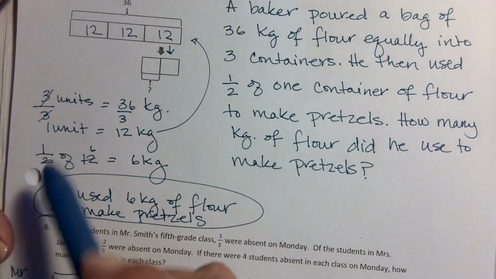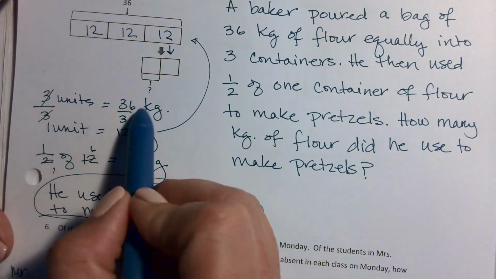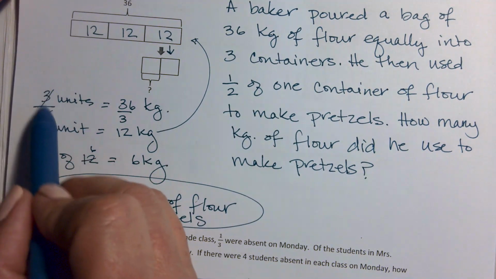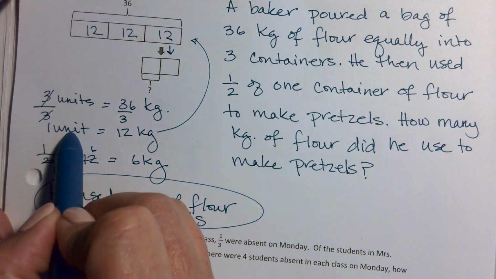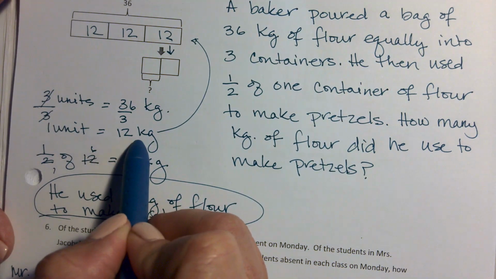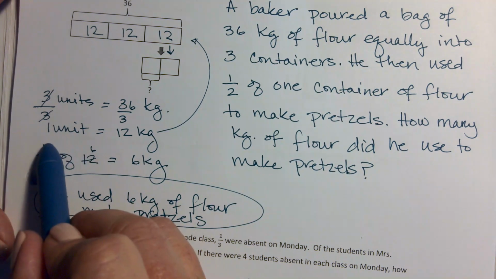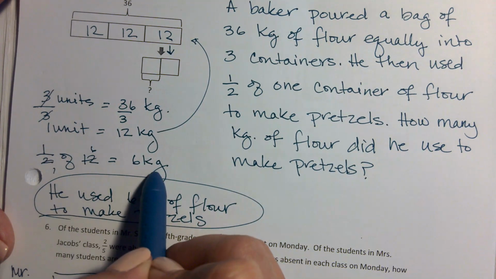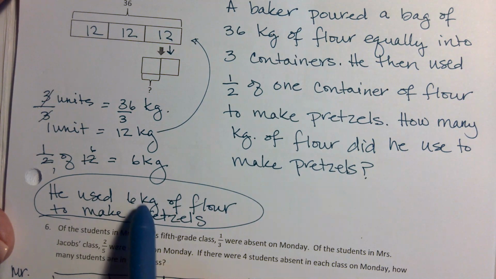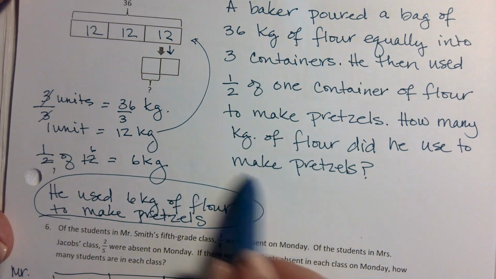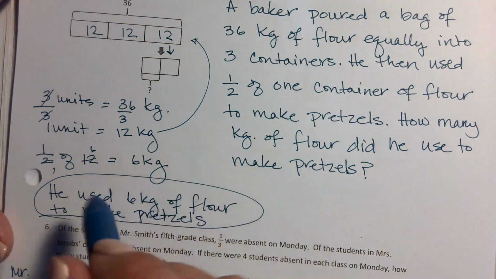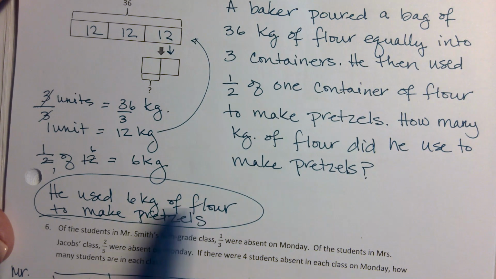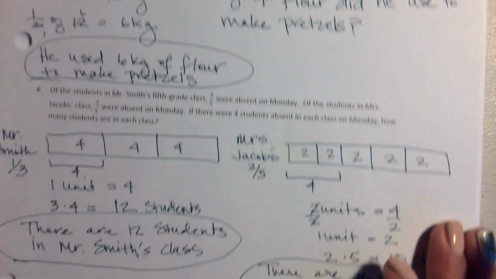So going back to what we know, 3 units is equal to 36 kilograms, right? We brought it down, we cross-canceled, brought it down to 1 unit. 1 unit was equal to 12 kilograms. Then we took 1/2 of the 1, so 1/2 of 12 is 6 kilograms. So this is the answer to the problem, not this. He used 6 kilograms of flour to make pretzels.